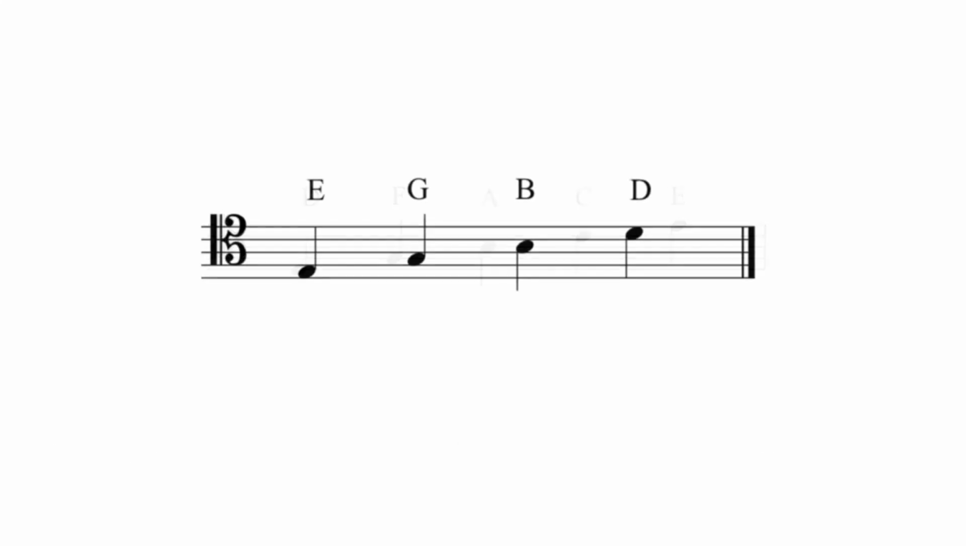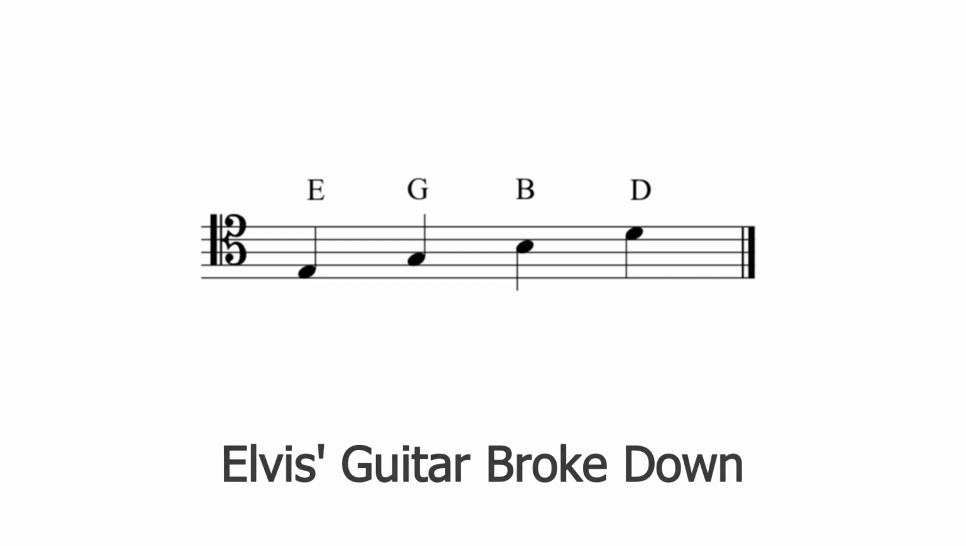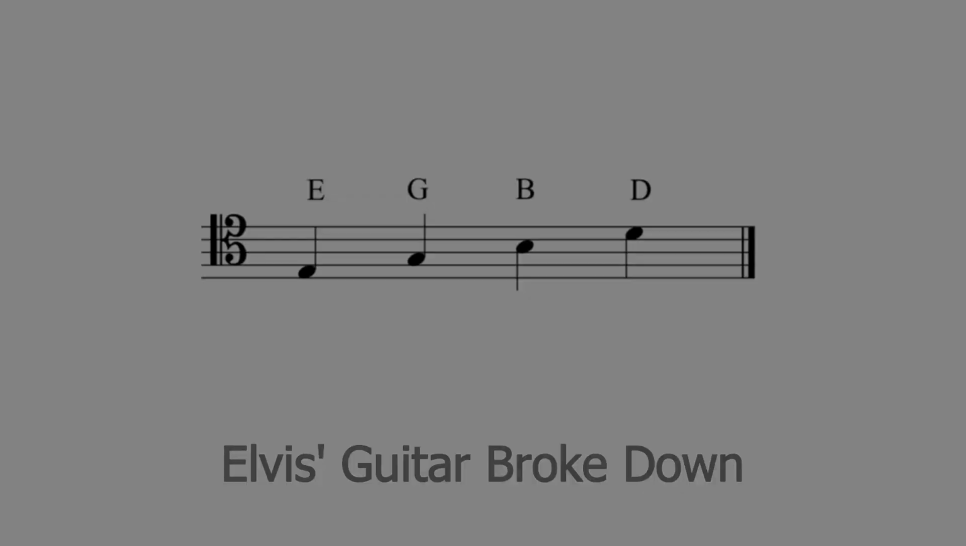D-F-A-C-E. Example 8 shows the letter names used for the spaces of a staff with a tenor clef. The mnemonic device "Elvis's guitar broke down," E-G-B-D, may make identifying these spaces easier.